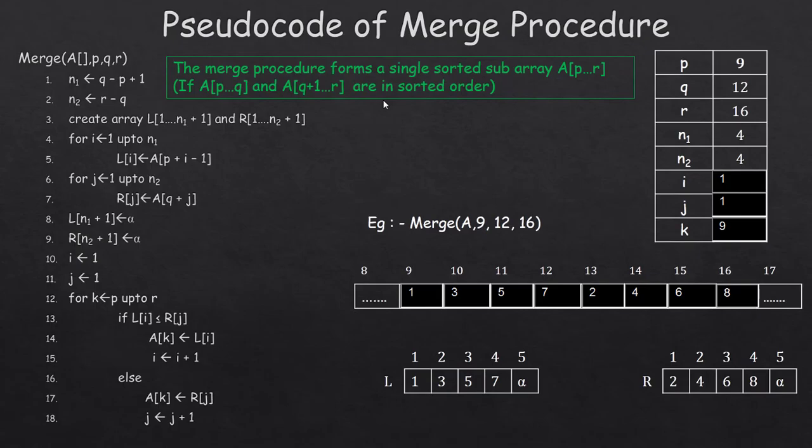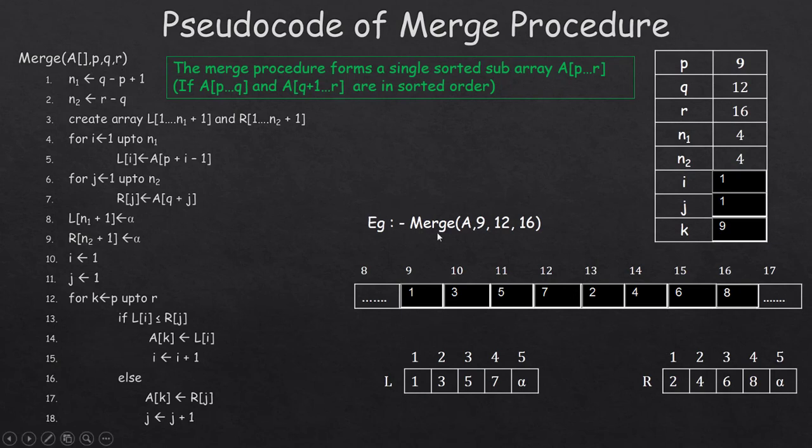So here is the pseudocode for the merge procedure. The merge procedure forms a single sorted subarray A of P to R if A of P to Q and A of Q plus 1 to R are in sorted order. Here I have 4 parameters: A is the array, and P, Q and R. One sublist will be P to Q and another sublist will be Q plus 1 to R. If these 2 sublists are sorted, the merge will produce a single sorted sequence.